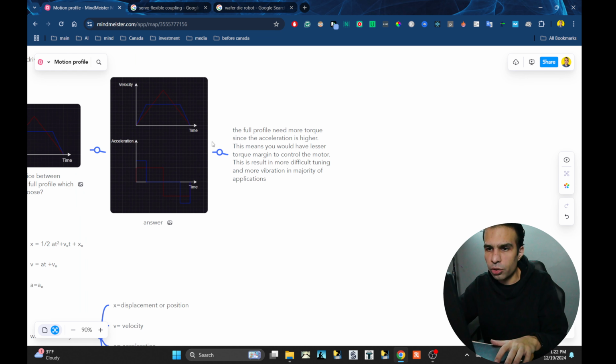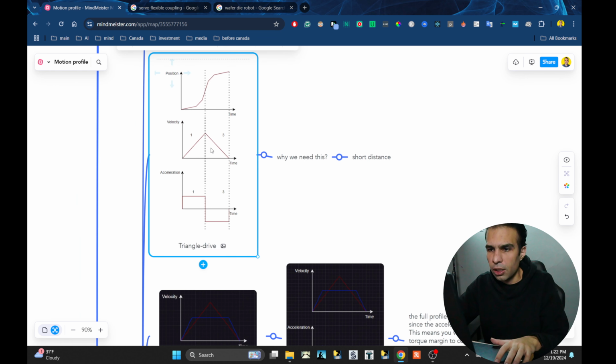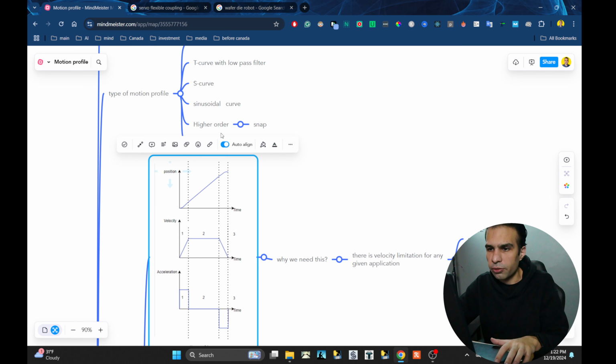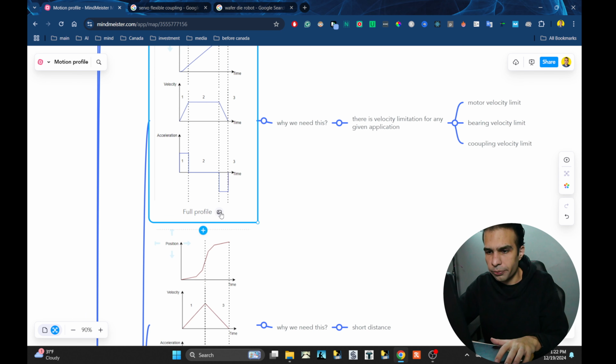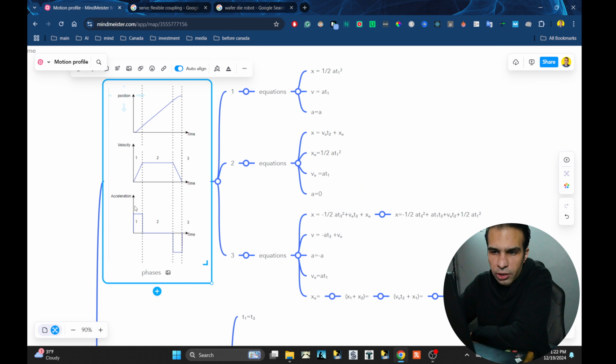For example, imagine we go to the original one that I drew here. I copy it and place it here. If you have this profile, this is phase one, phase two, phase three. Imagine in phase one, the equation is very simple.